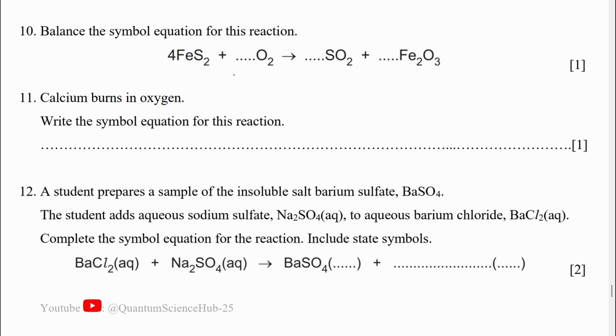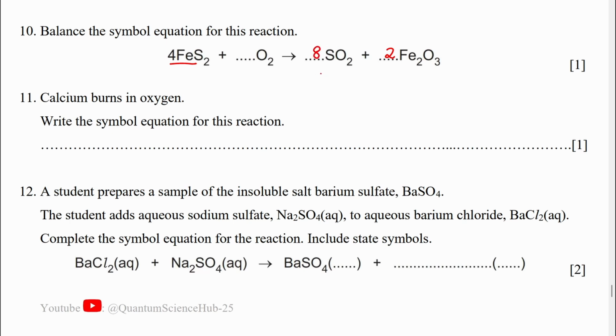Next, question 10. Balance the symbol equation for this reaction. Okay, I think we should start from Fe. In here we have 4 Fe, while in here we still have 2 Fe. So that's why I will put 2 in front. But just because I put 2, now the oxygen is also affected. But we just ignore it first because we still have sulfur in here. So how many sulfur at the left side? So we have S2 and then times 4. So the sulfur here is 8. So I will put 8 sulfur in here.